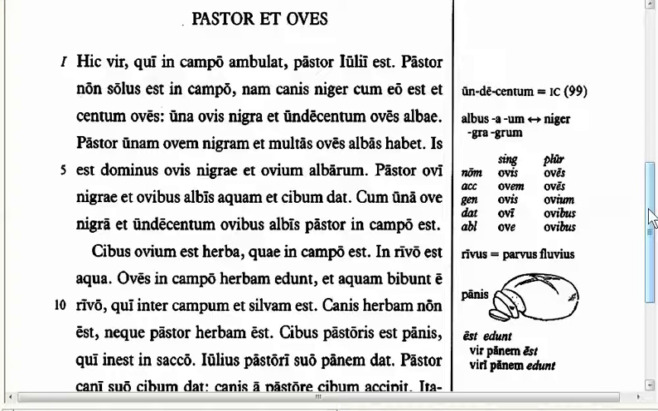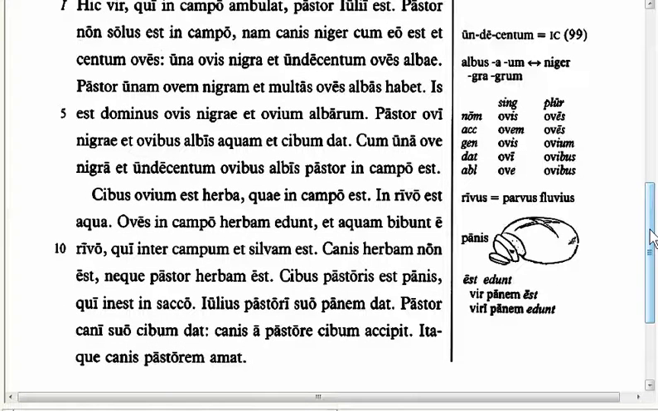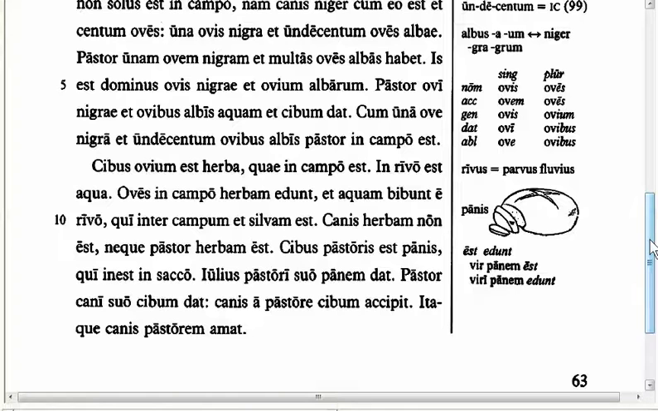One last rule, a third rule for genders, is that things that project from the earth, or things that have a projecting shape, like mountains or hills, like collis or mons, tend to be masculine. And things that sink in, like a valley, vallis, tend to be feminine. The one big exception to that is trees. All trees are feminine.